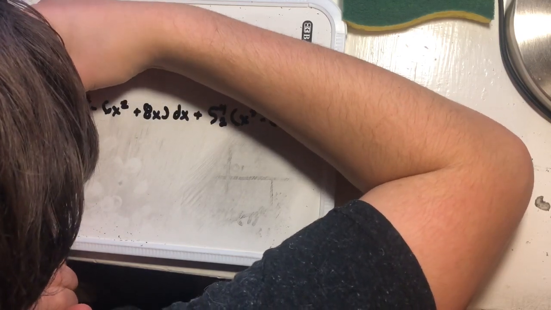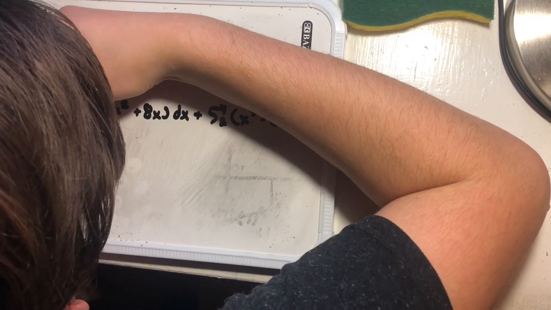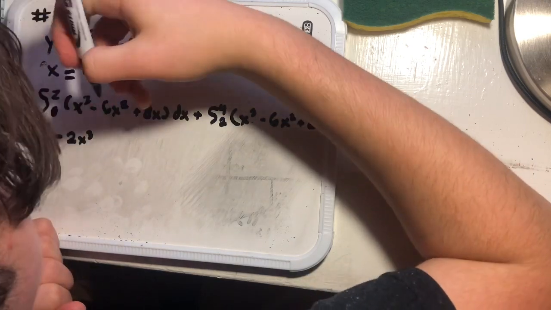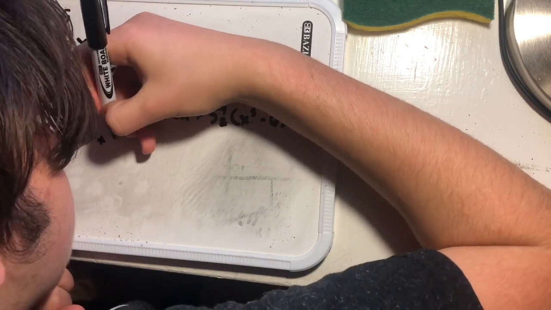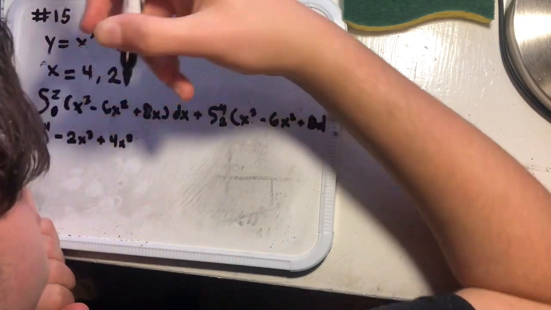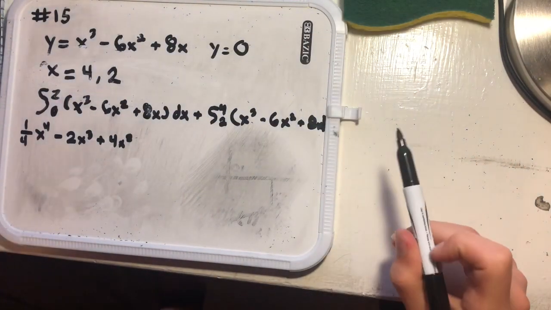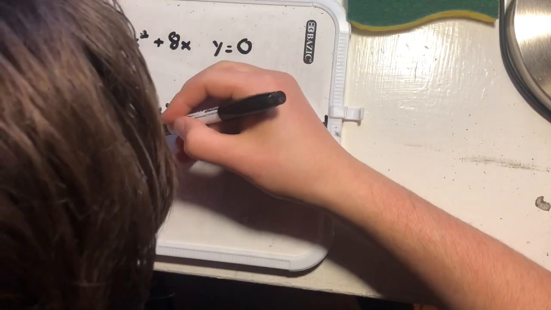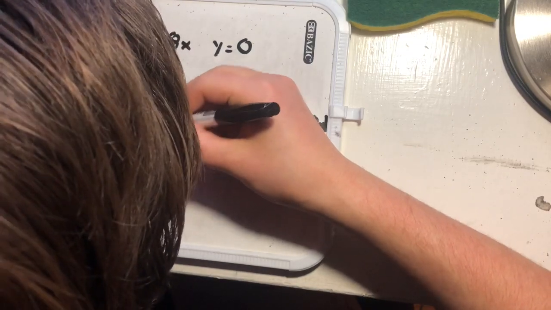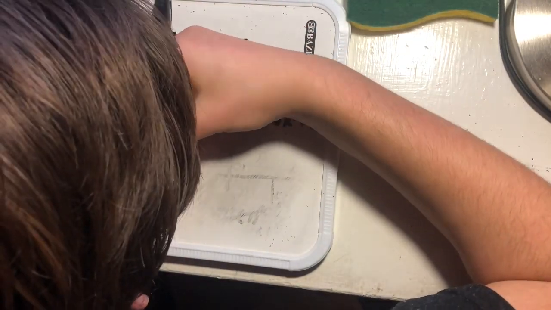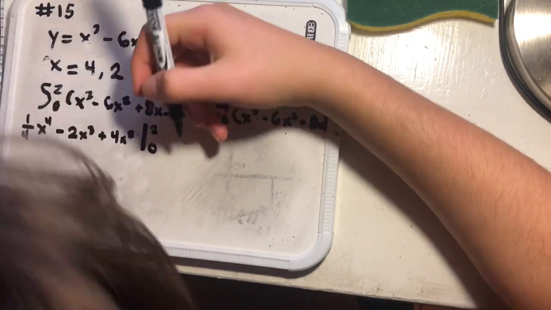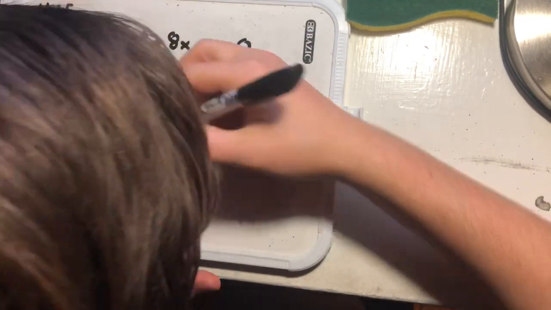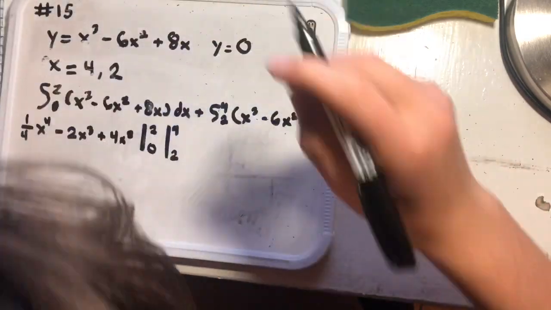1/4 x to the 4th minus 2x to the 3rd plus 4x squared. Now, I'm going to do a little thing that we haven't really done, but you'll see where I'm going at. So I'm going to be doing this from 0 to 2, and also, since it's the same equation, from 2 to 4.